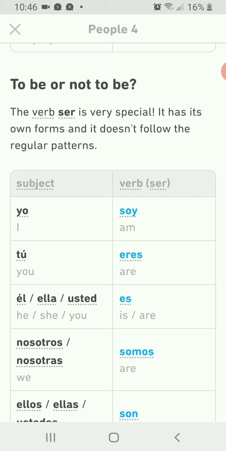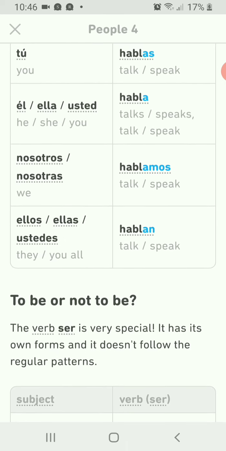Estar is more about emotions, like we saw the last time, and for things that are temporary. But ser is more about characteristics of something or someone. So the verb ser is very special. Why is it special? Because it is irregular. It has its own forms and it doesn't follow the regular patterns.